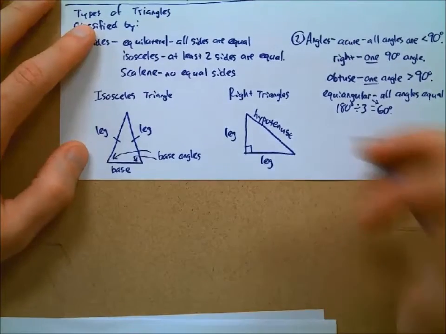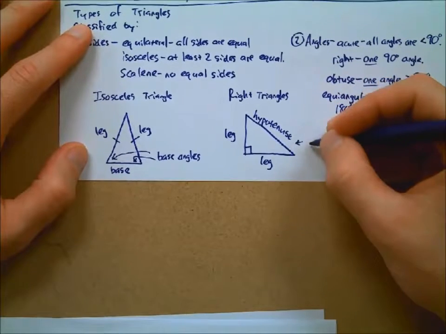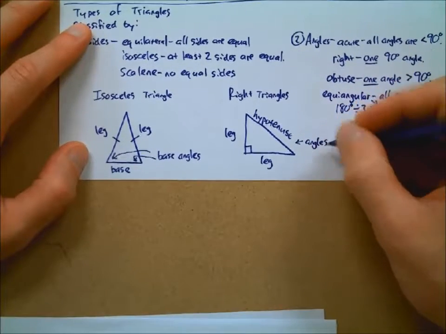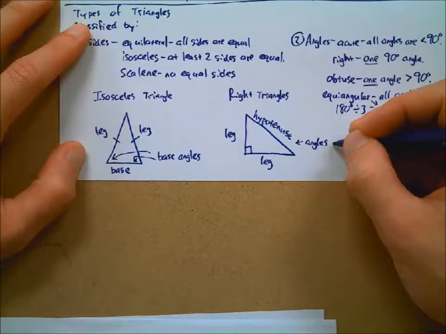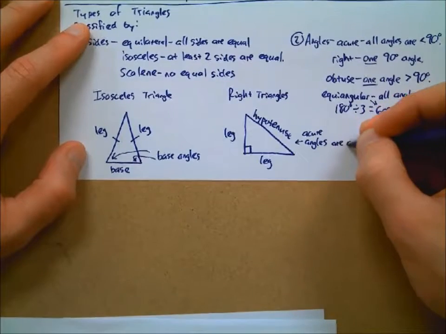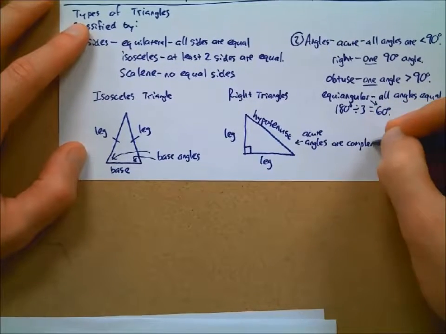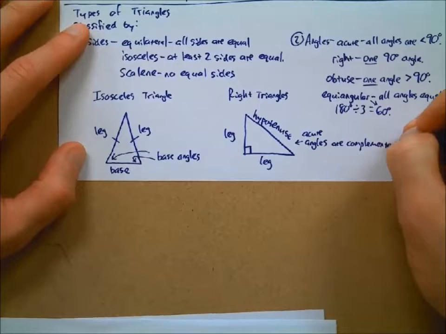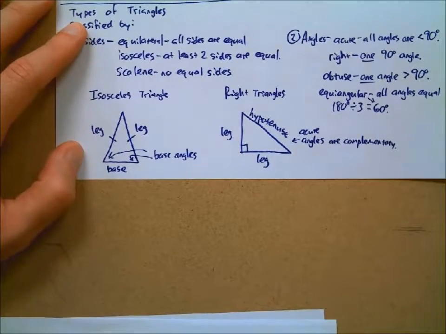I'll go ahead and add in what we said earlier, that the acute angles are complementary in a right triangle. Okay, acute angles are complementary. All right. Questions on any of that? So that's our brief introduction into triangles.